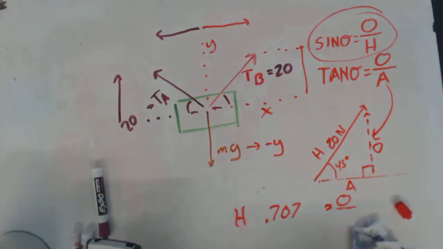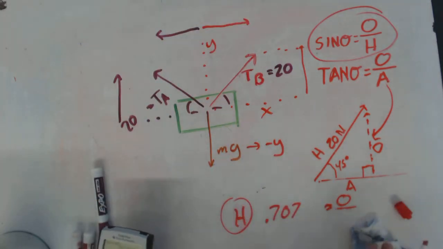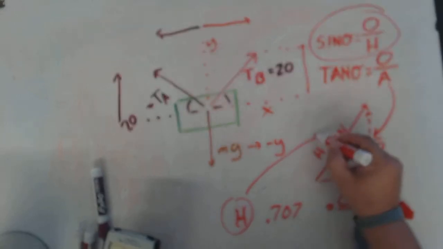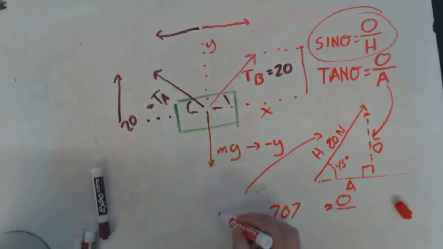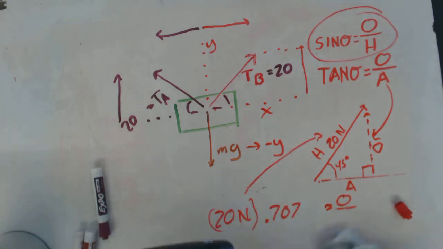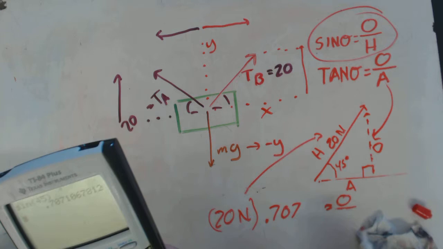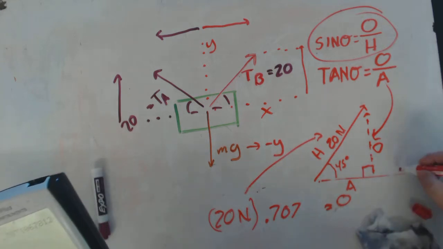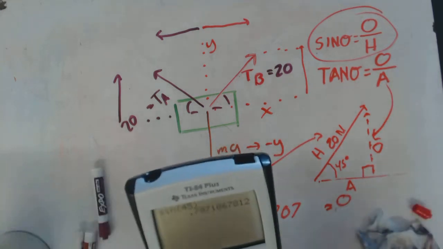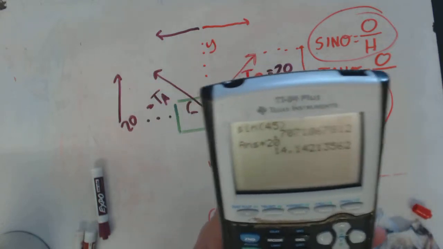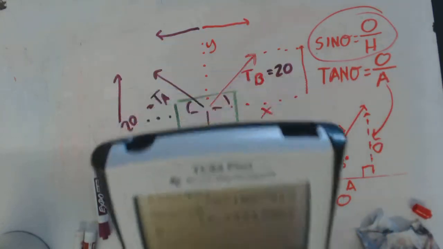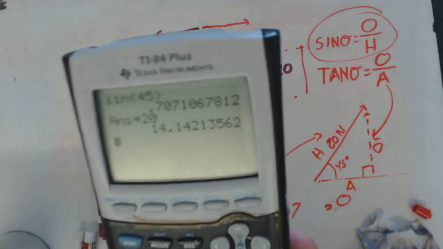Now, the hypotenuse was the tension. The value of the tension is 20. So I'm just going to put 20 newtons in there. Okay? So we've got 20 newtons times 0.707, which is going to give me the opposite. Give me the y component of that vector. So times 20 gives me 14.14. I'm just going to round that down to 14.